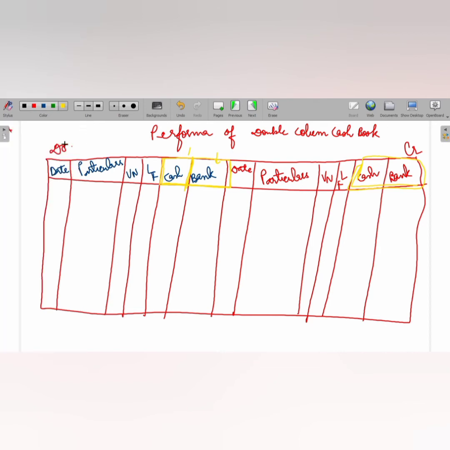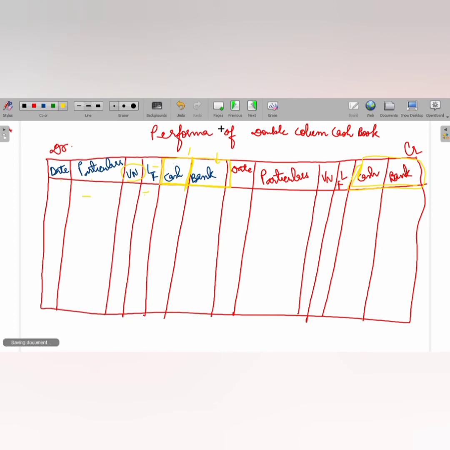This is the proforma of the double column cash book. The first is date, particulars. This is voucher number. Voucher means supporting document. The transactions which we record must be supported. The proof of the record is known as voucher. In the simple way, we can say this. This is ledger folio. When we record in the ledger, there we write the page number, and that page number is recorded here, so that it will be very helpful to see at what page number this transaction is recorded. Right? So this is the cash and the bank.